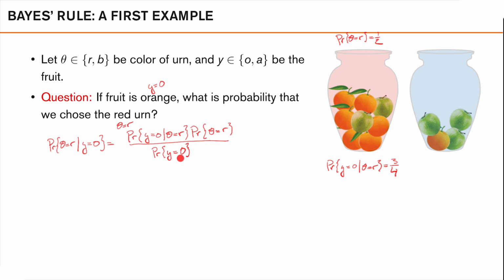Well, we can use one of the rules that we know, namely the law of total probability, which states that the marginal P of y equal to orange, so the marginal probability that we pick an orange, is the probability of picking an orange from the red urn, which is expressed by the joint probability, plus the joint probability that we have picked an orange from the blue urn.